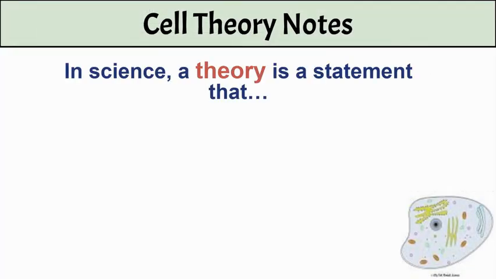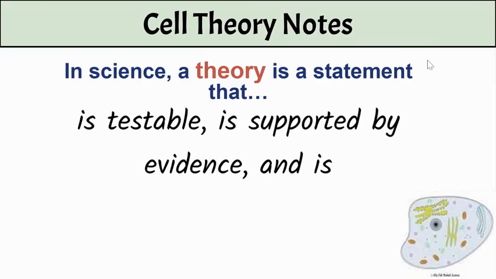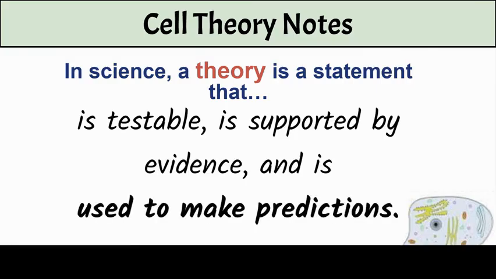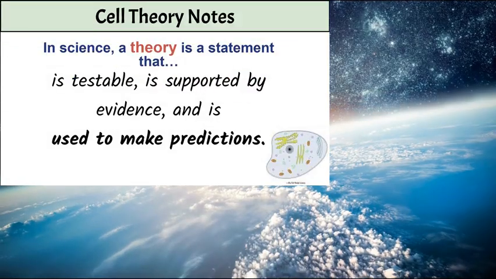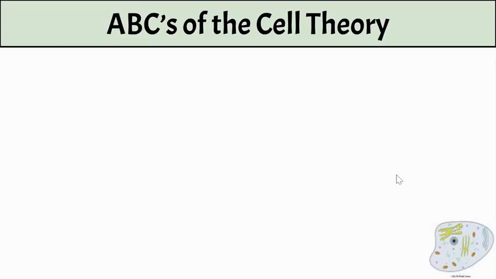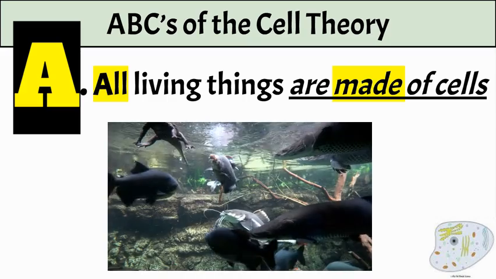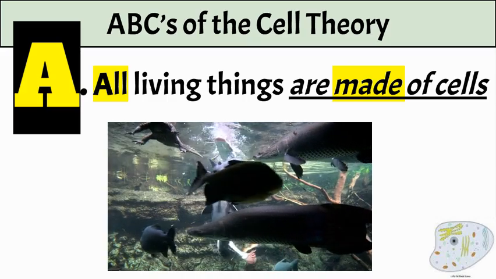In science, a theory is a statement that is testable, it's supported by evidence, and it's used to make predictions. It's used to understand the world. Now, here are the ABCs of cell theory.